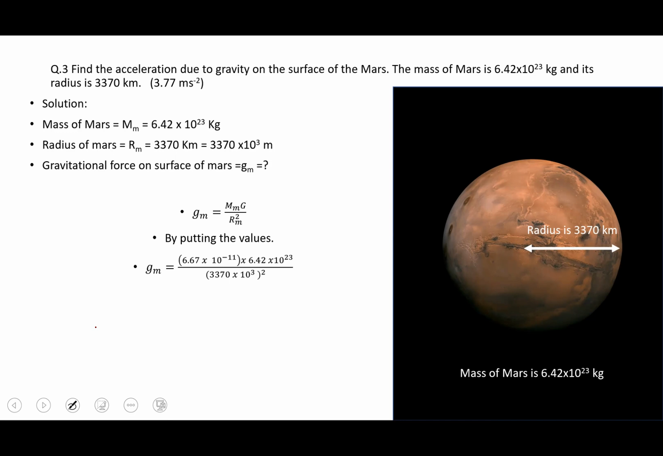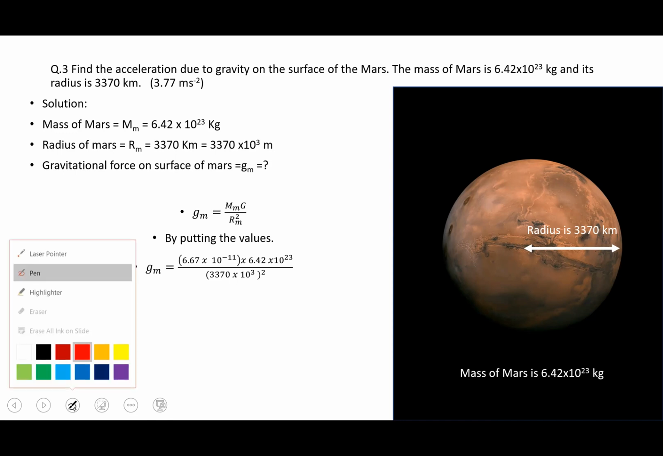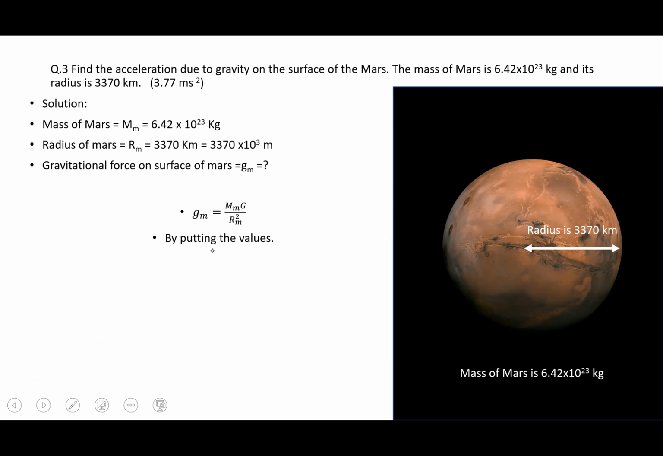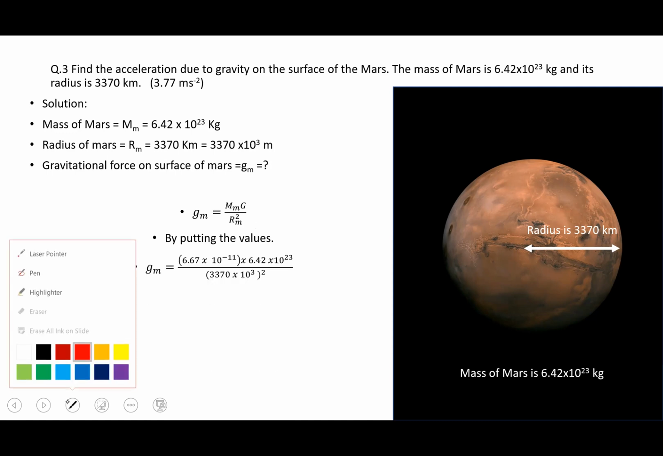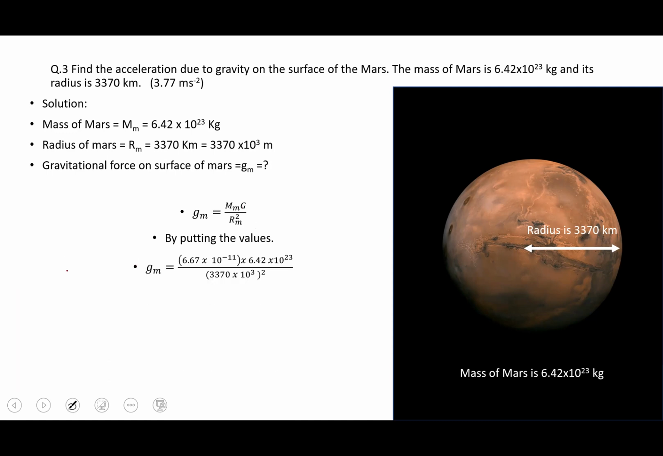Let us put in the values. The value of G, as we know, is 6.67 × 10^-11. The mass of Mars is given to us as 6.42 × 10^23, and the radius of Mars is also given to us as (3,370 × 10^3) whole squared.